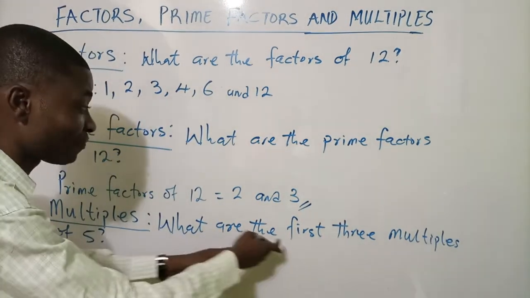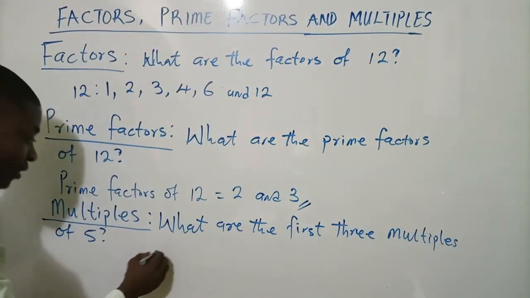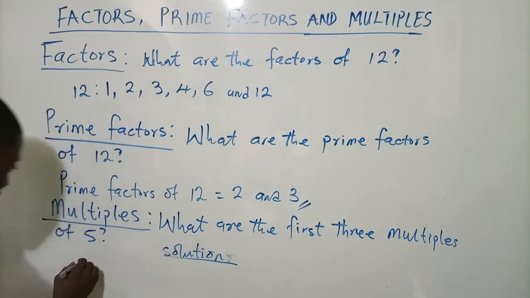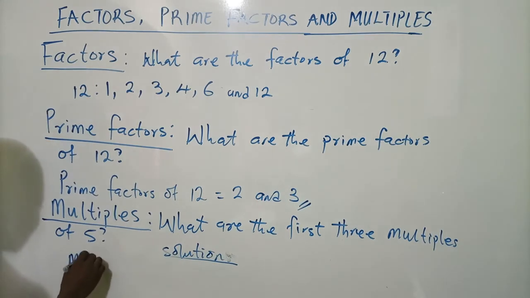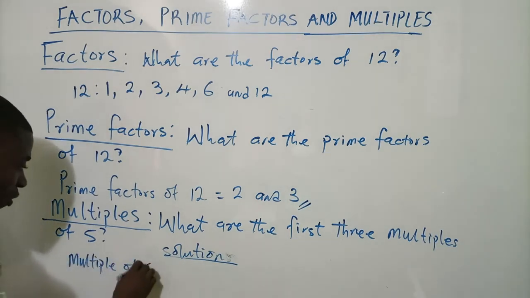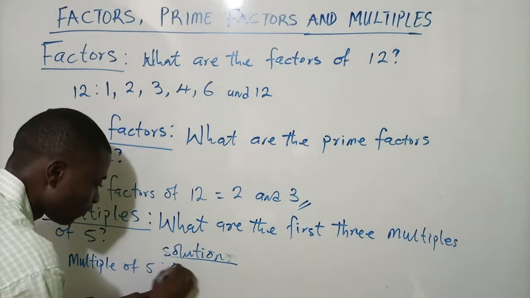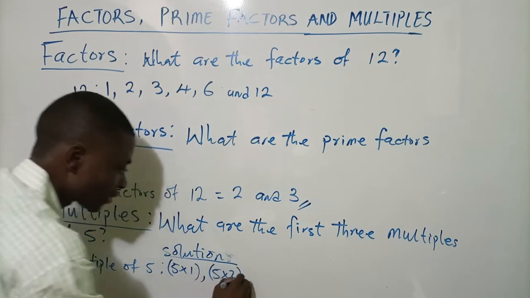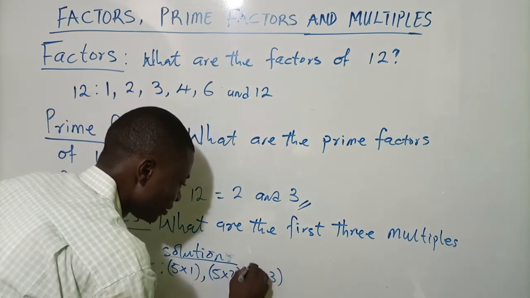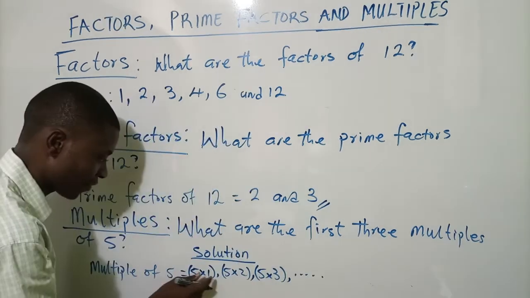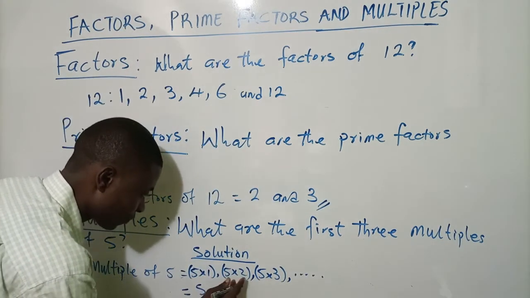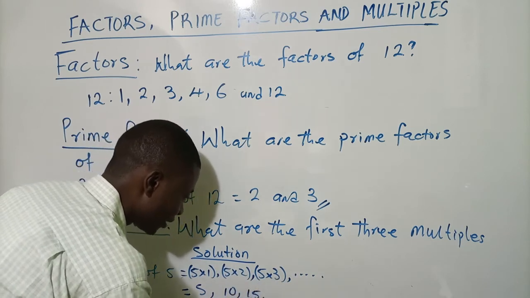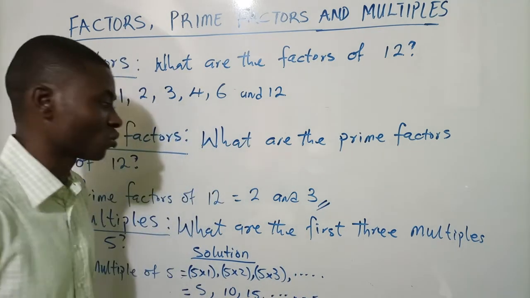Just for instance, I want to get the first 3 multiples of 5. Look at what I'm going to do now. Solution. Now, look at multiples of 5. The first one will be what? 5 times 1. The next one will be what? 5 times 2. The next one will be what? 5 times 3. And so on and so forth. 5 times 1 is 5. 5 times 2, 10. 5 times 3, 15. And so on and so forth.